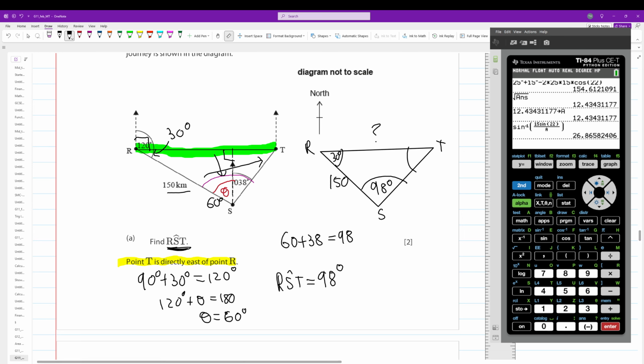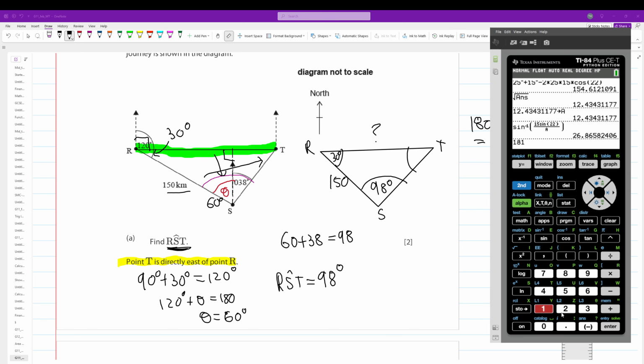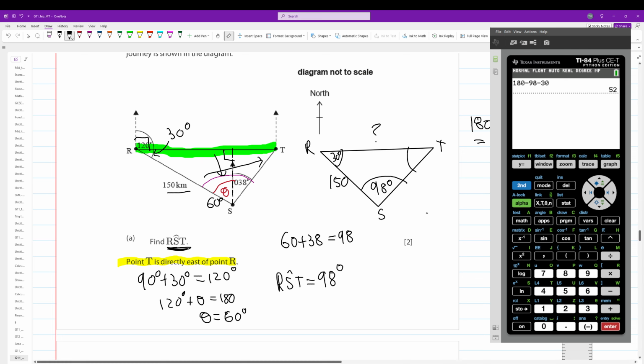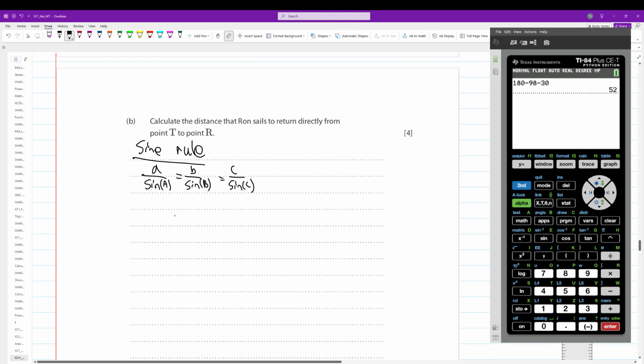But again, using super basic maths, I can just work out what that angle RTS will have to be. 180, take away 98, take away 30, gives me 52. So that angle there must be 52. Okay. Again, using my calculator and using the sine rule, I can now do the rest of it.